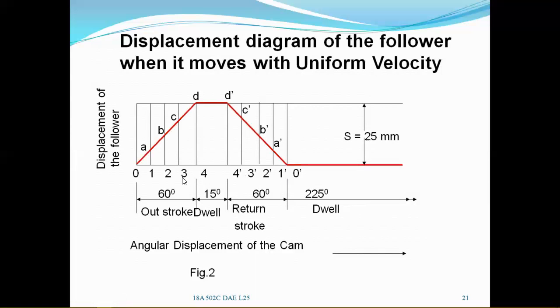right? And simply join OD, because it is a uniform velocity, it will be a constant line, a straight line. That's why O to D will be a straight line which will intersect the first vertical line, second vertical line, third vertical line, fourth vertical line at A, B, C, D. And similarly here also it will intersect. So O, 1, A, B, C, D, D dash, C dash, B dash, A dash, and O dash, and the remaining will give you the displacement diagram for a follower moving with uniform velocity.